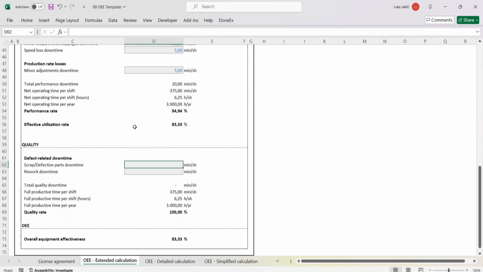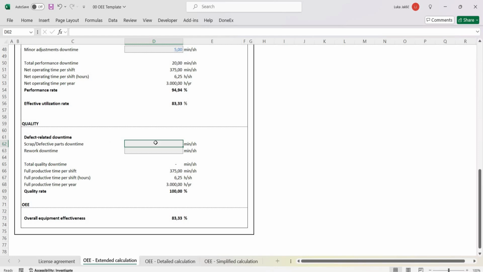Finally, for quality considerations, defect-related downtime includes time lost due to scrap and defective parts, which takes 5 minutes per shift, and rework, which adds 2 minutes per shift. The total quality downtime per shift, therefore, is 7 minutes. Consequently, the full productive time per shift, after accounting for these quality issues, is 368 minutes, or 6.13 hours. This results in a total of 2,944 full productive hours per year, leading to a quality rate of 98.13%.